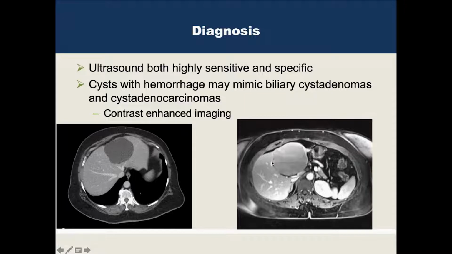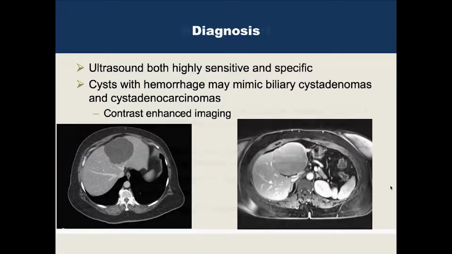If bleeding happens into one of these cysts, it can take on a very complex shape and form, and this complexity may mimic biliary cystadenoma or sometimes even a cystadenocarcinoma. In this patient, there was no enhancement of the material inside, thus the contrast-enhanced imaging helped with the diagnosis of a cyst with bleeding. This patient was followed with serial imaging, and the cyst was noted to decrease in size as the patient was followed.